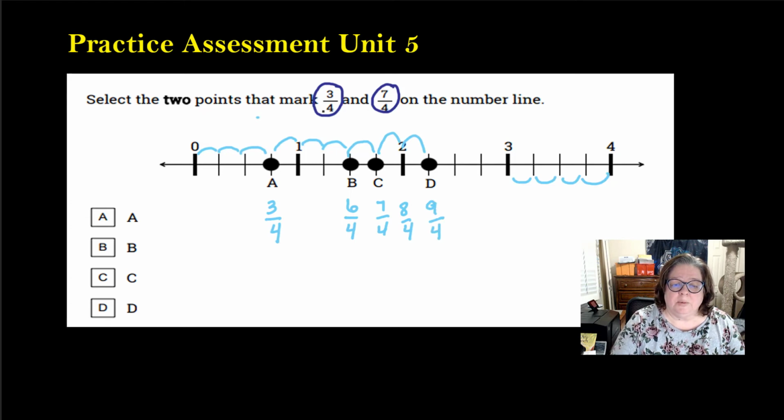Okay, so we want the points that mark 3/4 and 7/4. Okay. Well, here's the 3/4. So we know that A is going to be one of them. And 7/4, we know that C is going to be one. Oh, notice that they're boxes, so there's more than one answer. So here's A, and here's C. So we mark A and C.